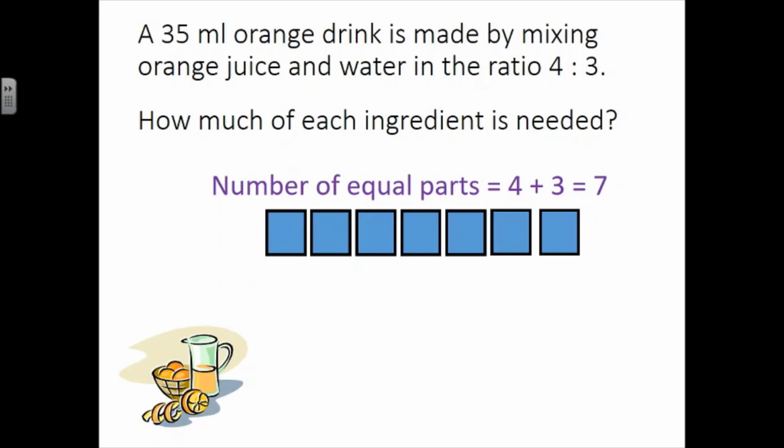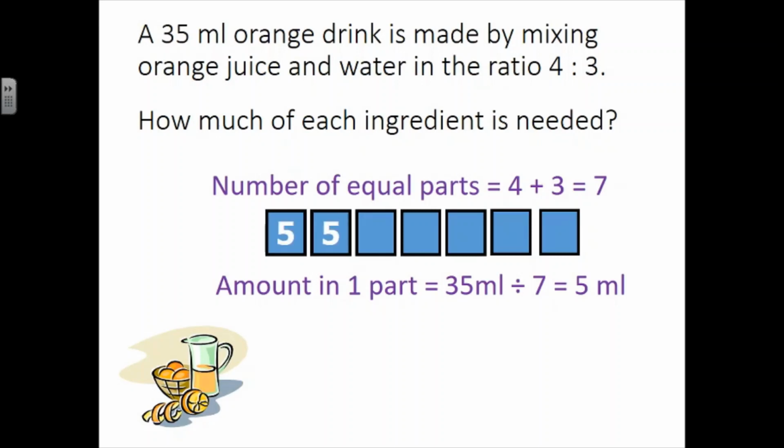Now we want to know what each of those 7 parts is worth, how many milliliters in each of those parts. So we're going to do 35 divided by 7 to find out that each part is worth 5 milliliters. Now to find out how much orange juice is needed, well, that's worth 4 parts, so we need to do 4 times that 5 milliliters. So we find there's 20 milliliters of orange juice.